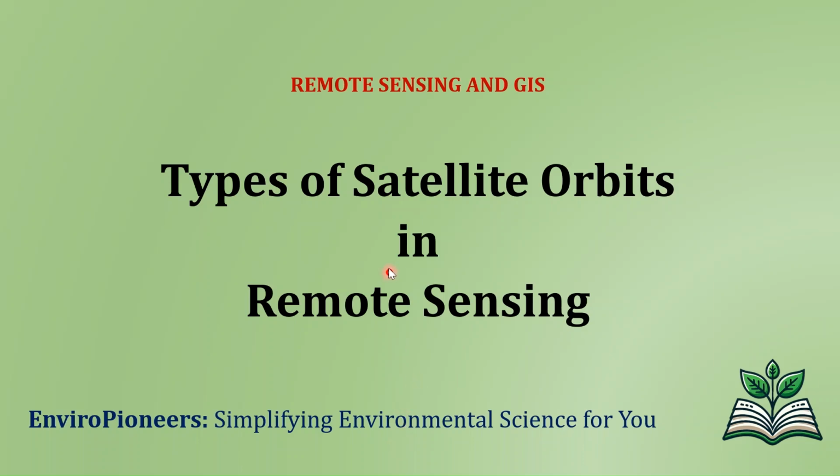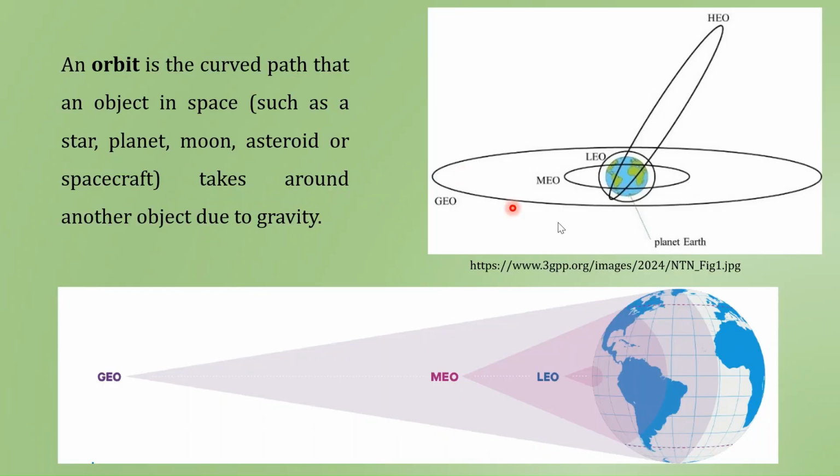In this video, we shall discuss different types of orbit in which the spaceborne platform revolves around the Earth and the importance of each orbit in the field of remote sensing. Orbit is defined as the curved path that any smaller object takes around the larger object due to gravity.